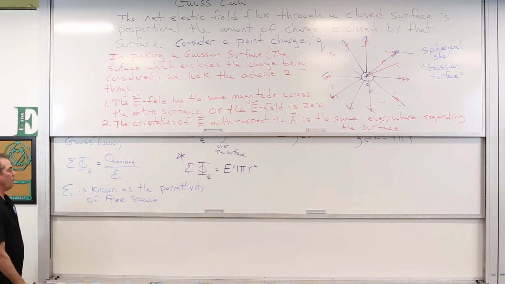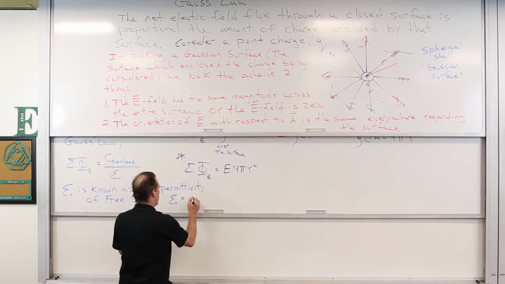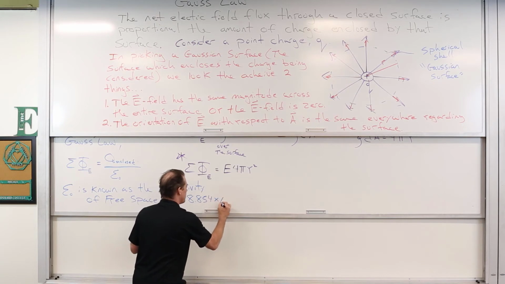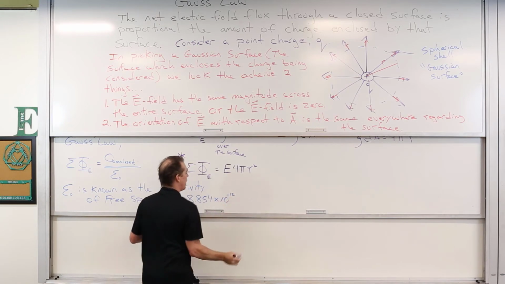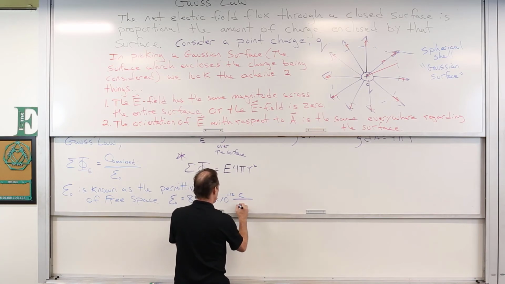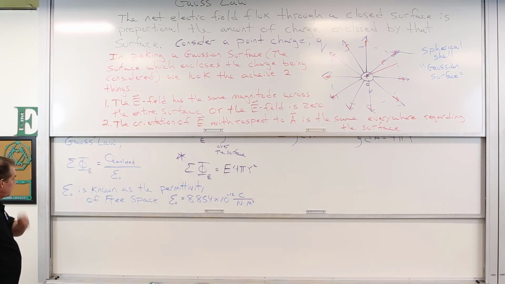Permittivity. What is it? Well, epsilon 0 has a value of approximately 8.854 times 10 to the negative 12 coulombs per Newton meter squared. Messing up the units there.